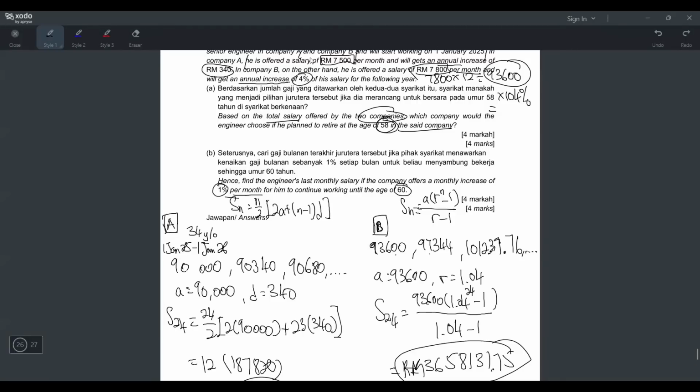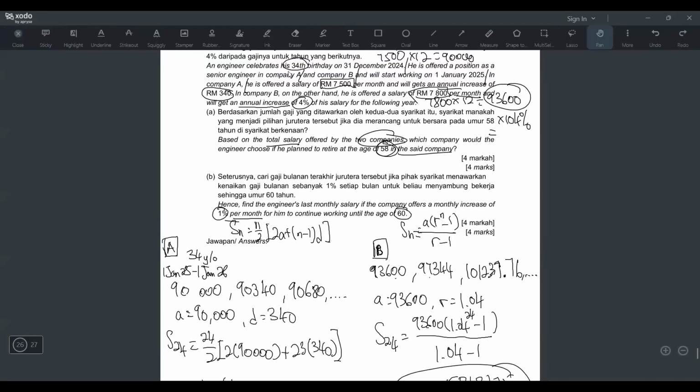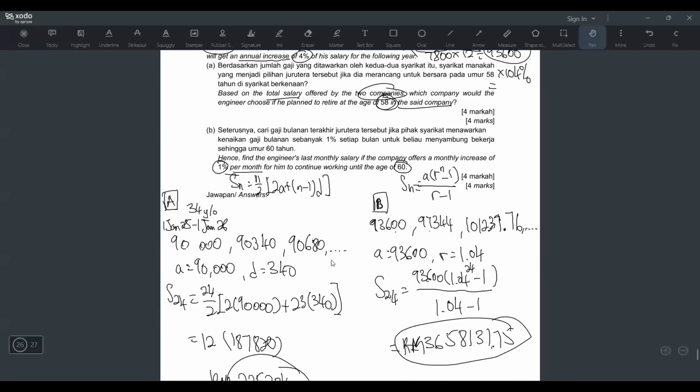Because from 34 years old to 58, it means he will work for 24 years. That is why when you did A just now, you found S24, because you want the total amount of salary, the sum of the first 24 terms, right? But now what if he works until 60? It means he worked for another extra 2 years, right? Because this is the total amount he earned if he works until 58 years old.